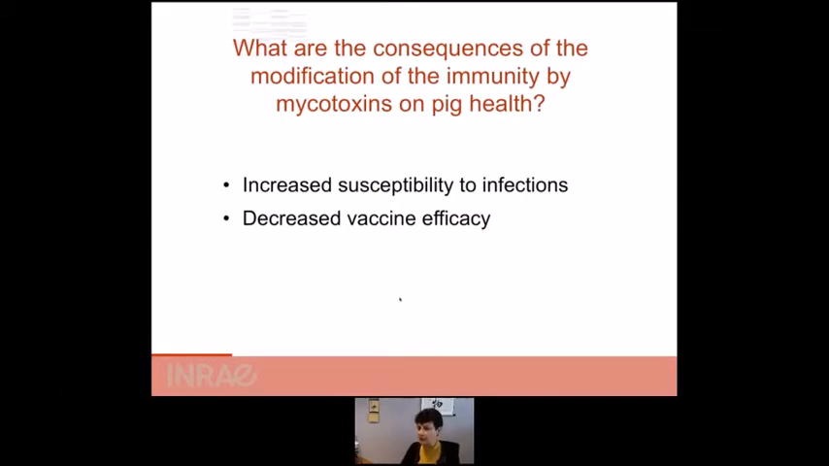What is even more important than knowing exactly what mycotoxins are doing on the immune response is to study the consequence of the modification of the immunity on pig health. Basically, the fact that mycotoxins alter the immune response has 2 consequences. The first is an increased susceptibility to infection, and the second is a decreased vaccine efficacy. And I'm going to give you some examples on these 2 parameters.